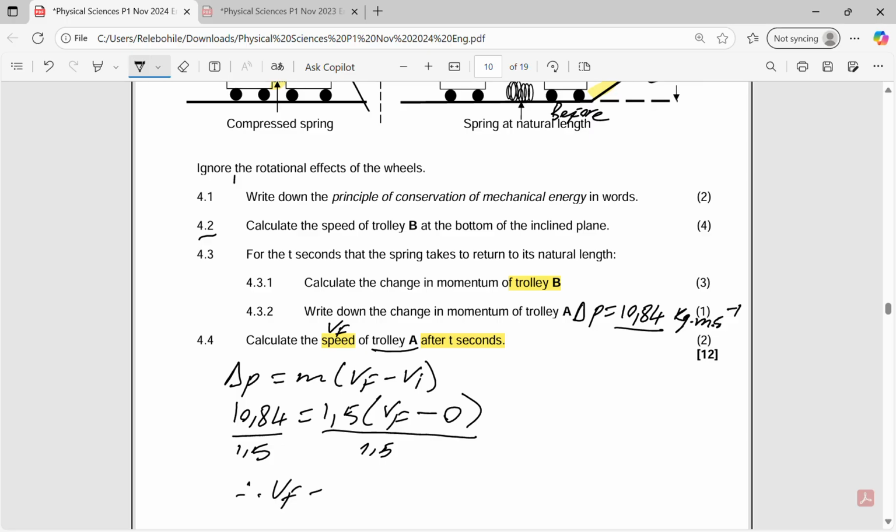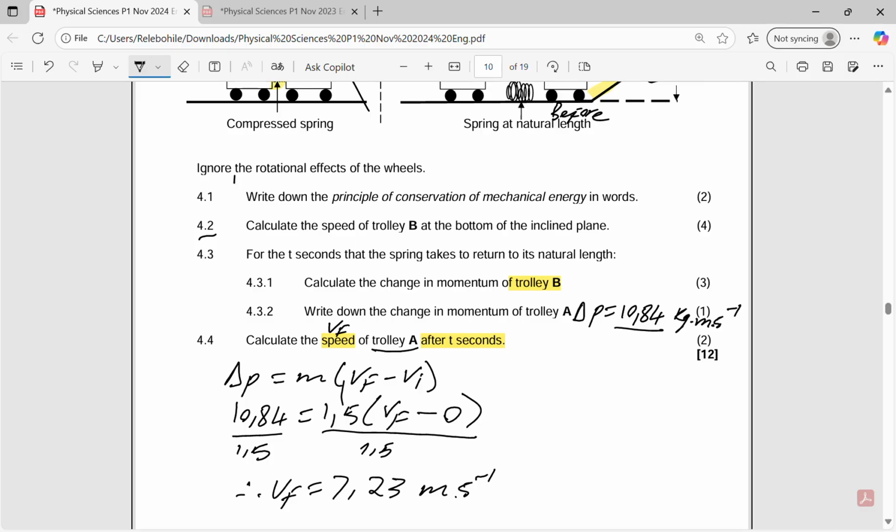Therefore our VF will be equal to 10,84 divided by 1,5, and the answer I get is 7,23. So that's going to be my speed, and remember that speed is a scalar, so it doesn't have direction. So this will be my answer, and that's how you are supposed to answer this question, guys. I hope you benefited from this.